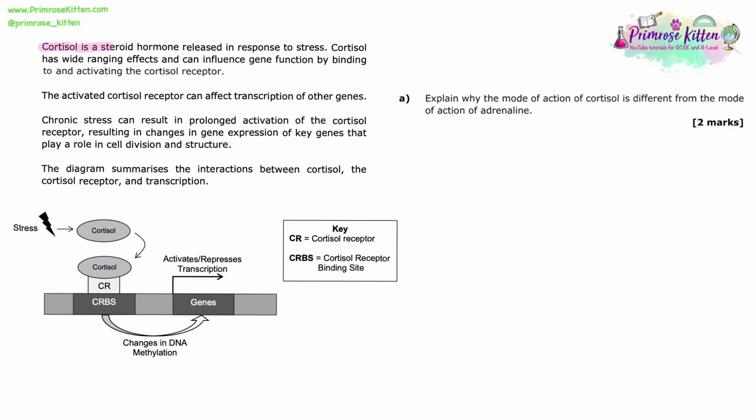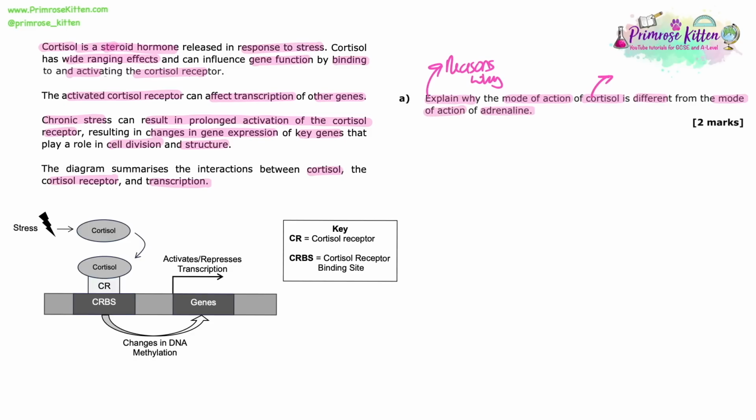Cortisol is a steroid hormone released in response to stress. Cortisol has wide-ranging effects and can influence gene function by binding to and activating the cortisol receptor. The activated cortisol receptor can affect transcription of other genes. Chronic stress can result in prolonged activation of the cortisol receptor, resulting in changes in gene expression of key genes that play a role in cell division and structure. The diagram summarizes the interactions between cortisol, the cortisol receptor, and transcription. Explain why the mode of action of cortisol is different from the mode of action of adrenaline.